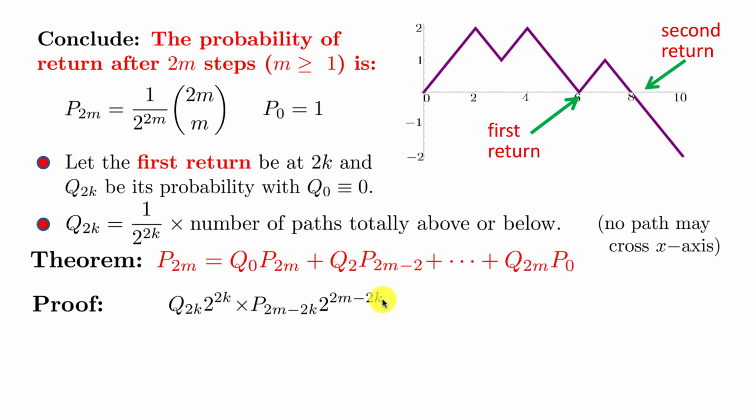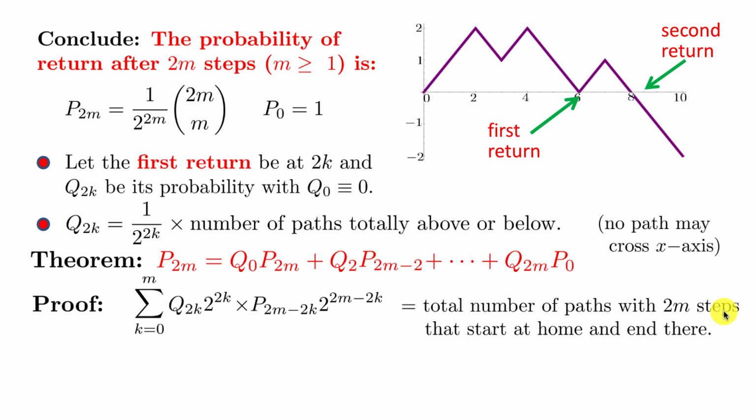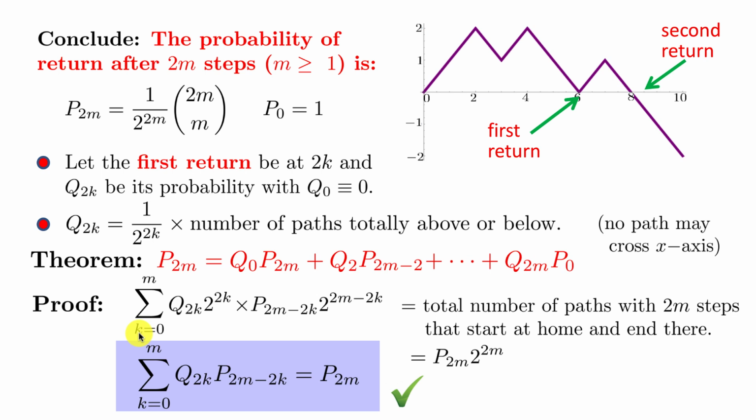What is the value of k over here? Anything. It could be 0, 1, 2, 3, all the way up till m. And so we must sum over all values of k starting from 0, ending at m, and this will give us the total number of paths with 2m steps that start at home and end at home. The other way of writing this is P2m times 2 to the power 2m. To write it a little more nicely, it's what we have just proved. Stare at this for a while, and notice that this relation holds only if m is bigger than or equal to 1. It does not hold for m equal to 0.